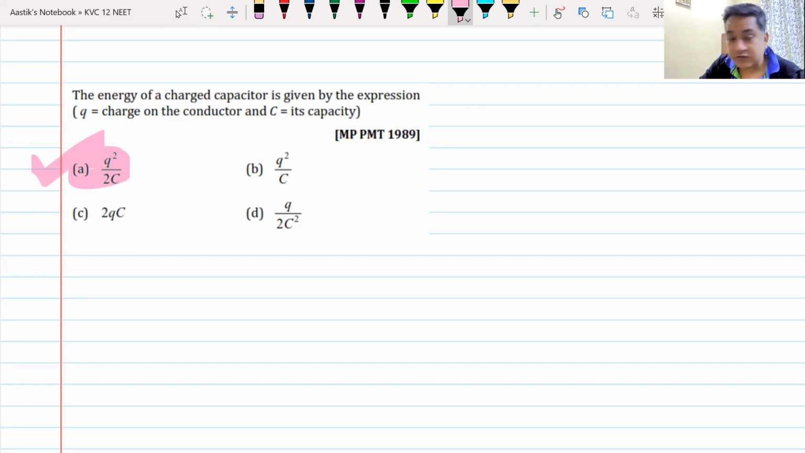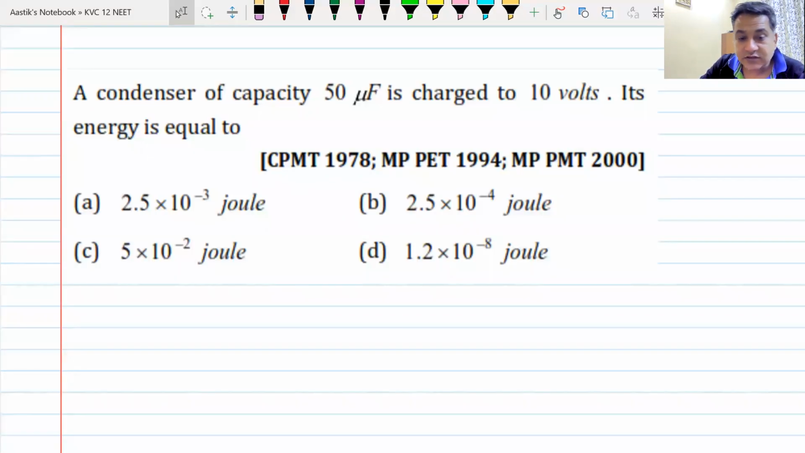Let me move on to the next question. Are we ready for the next question? Yes or no? Great. This is the next question and I'll give you 2 minutes to solve this. Condenser means capacitor. Capacity is 50 microfarad. Charge to 10 volts. What is the energy? I hope you can get this answer. Anyone can tell me how you're going to do this?